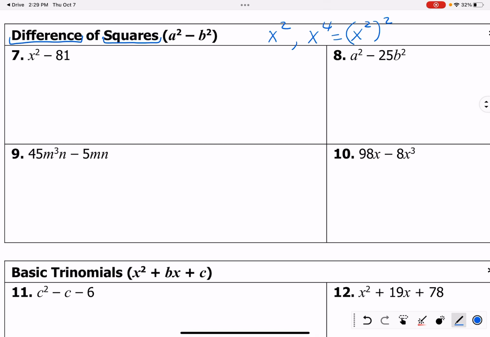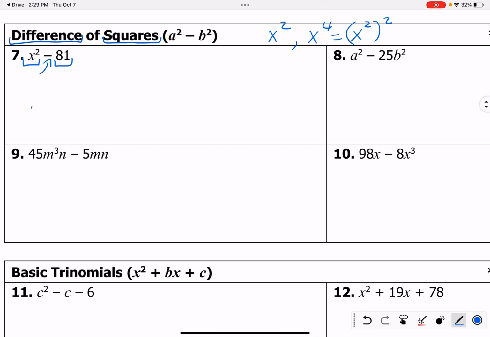I noticed that x squared is definitely a square. I noticed that 81 is a perfect square because we have 9 times 9. And we have a difference. Those are the three things we're looking for: look for the two terms, make sure that they are both squares, and make sure that they're being subtracted. And then this is going to break down.